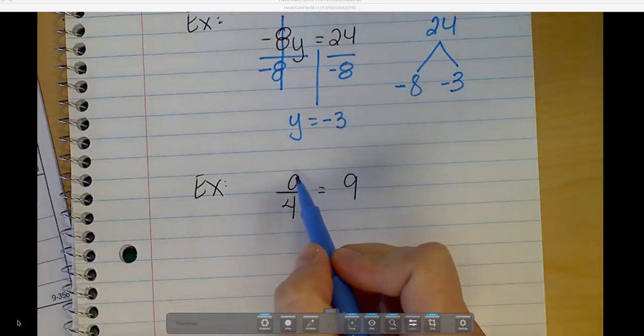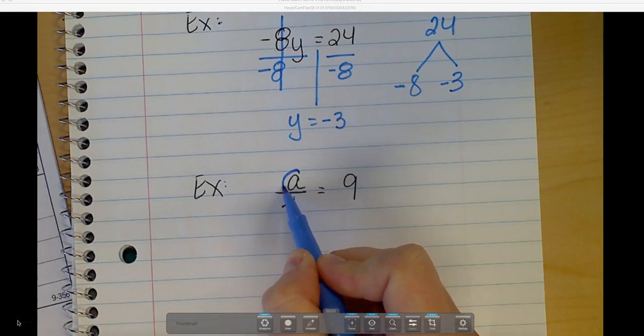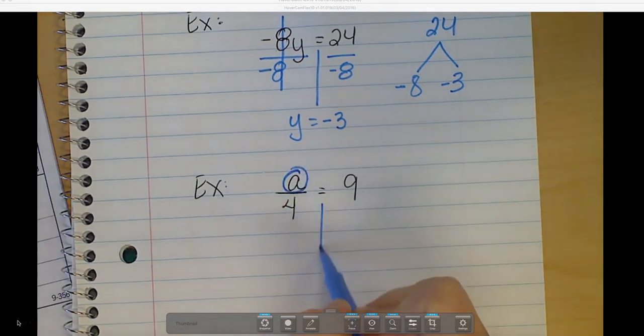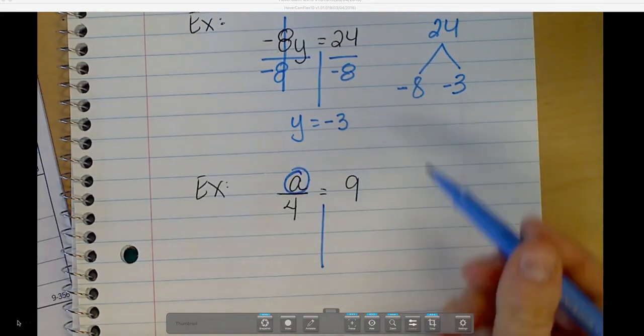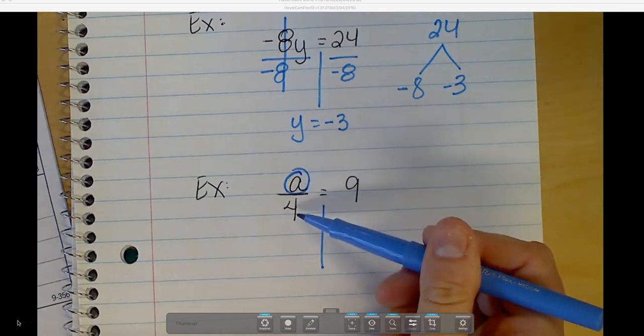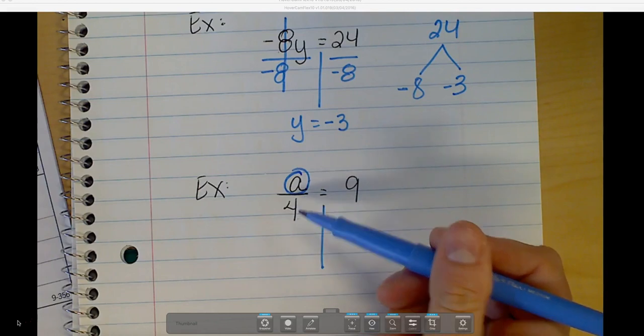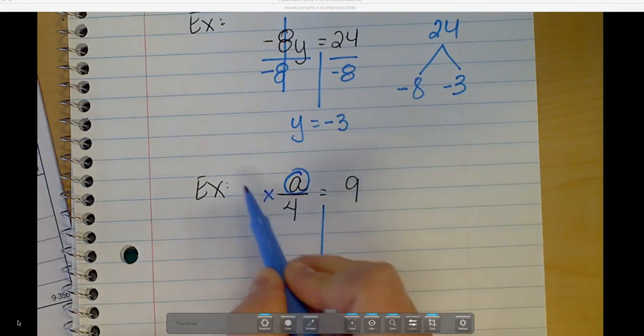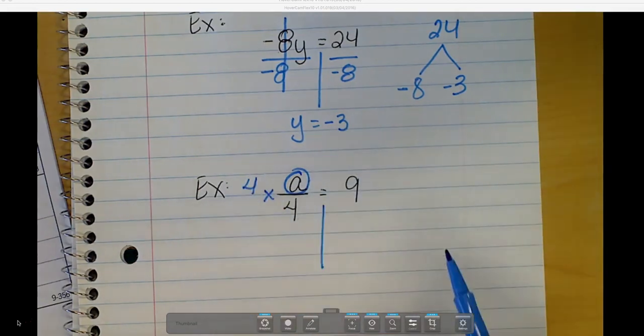Well, if I want to get rid of what's bothering my a, I know that I can do the opposite, because we have our fact families here. This a is being divided by 4. The opposite of dividing by 4 would be to multiply by 4. Check out what happens if I multiply by 4.